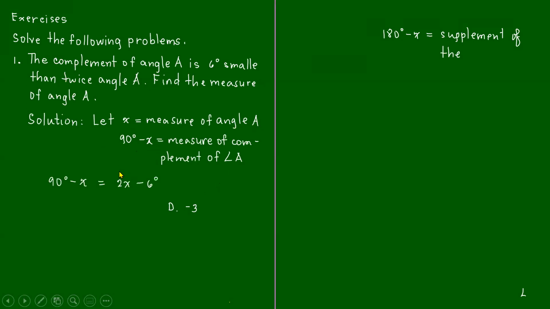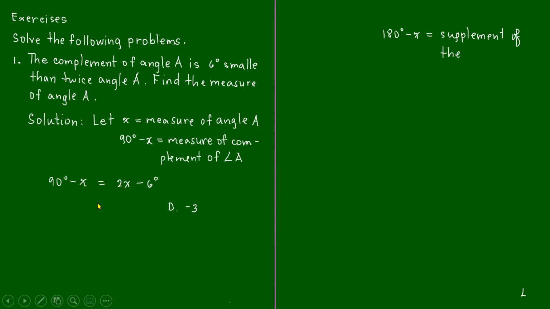So what is our working equation? The problem says the complement of angle A, that is 90 degrees minus x, is 6 degrees smaller than twice angle A. So twice angle A, meaning 2x minus 6 degrees. So that is 90 degrees minus x.